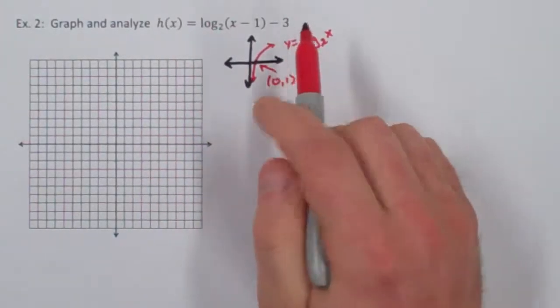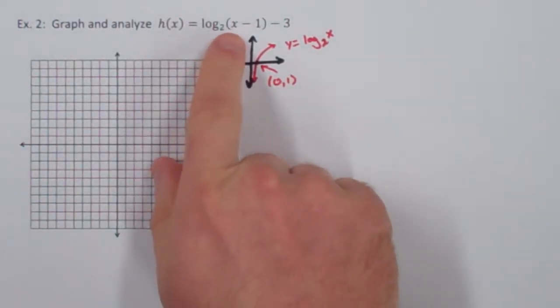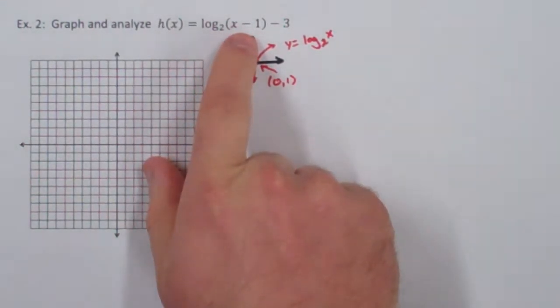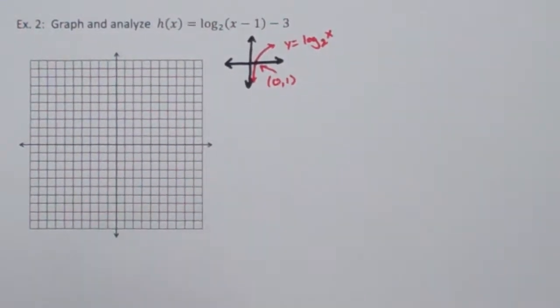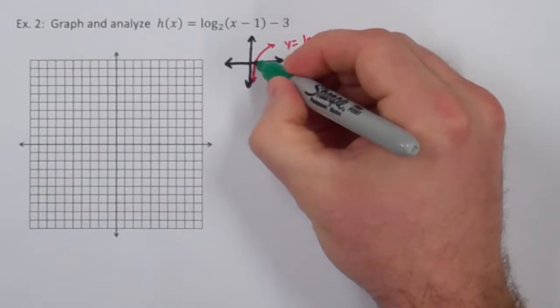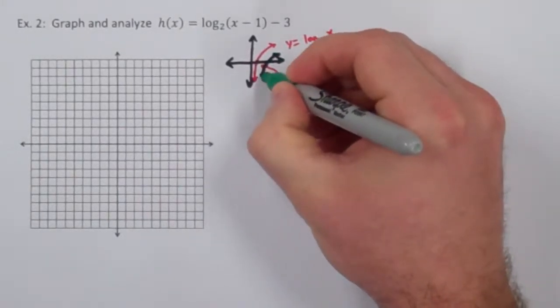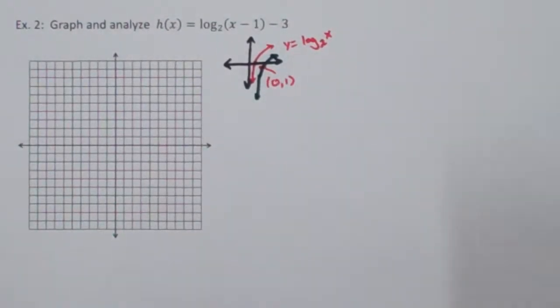If we look at our equation though, we've got some other things happening here, and you can see that there's a shift right by 1 and down by 3. So in our graph, this point is going to be shifted right 1 and down 3. So our graph is going to look maybe something like that.